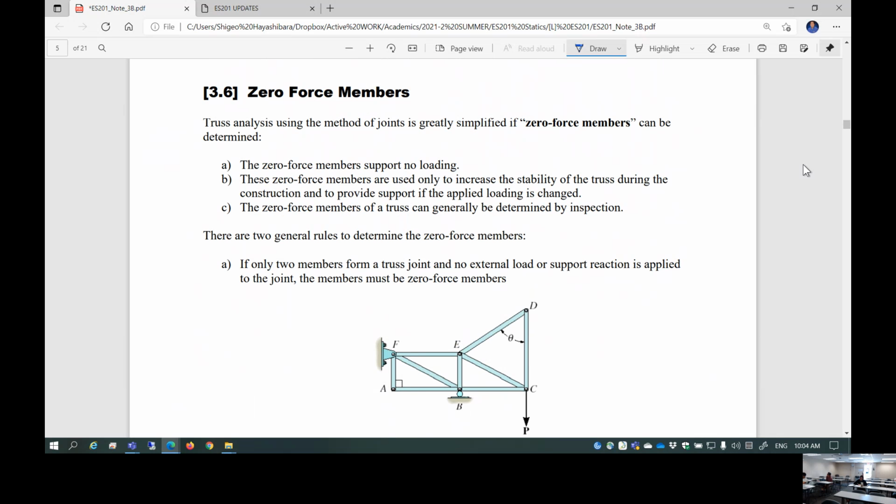That's called zero force members. How can we determine such a thing? Let's just take a look. Truss analysis using the method of joints, especially method of joints. This is quite important. Method of sections, not quite, because in the method of sections you can introduce a cut just about any location. I can cut here, pick up this member or that member, apply summation of forces. You can do that, or I can cut here. I can cut anywhere. That's the method of sections.